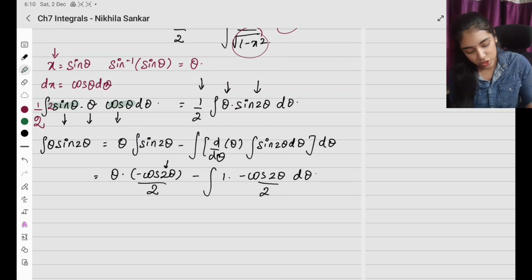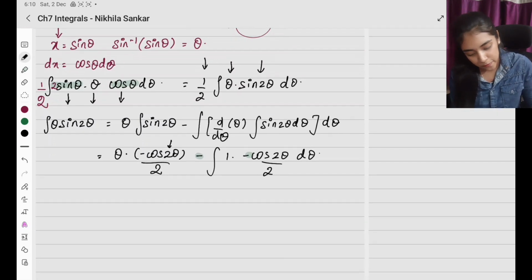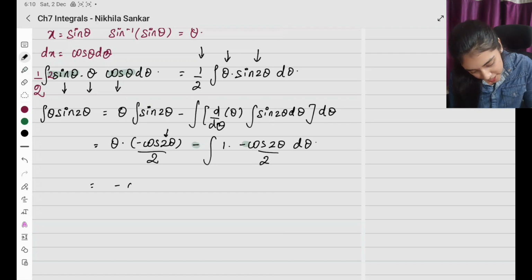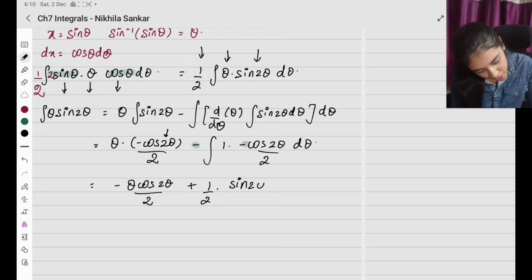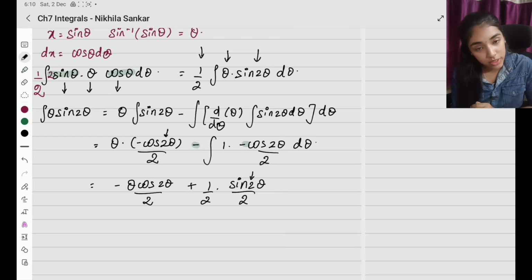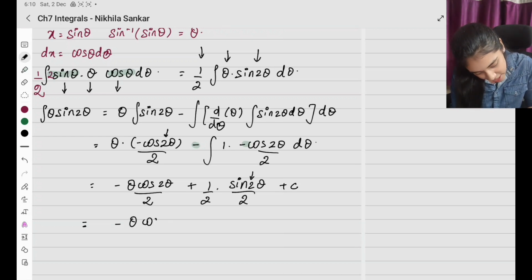Thinking a little lightly is enough. So this minus minus becomes plus, which is minus theta cos 2 theta divided by 2 plus 1 by 2 times the integral of cos 2 theta, which is going to be sin 2 theta divided by 2, again with the coefficient, plus c. So this is going to be minus theta cos 2 theta divided by 2 plus 1 by 4 sin 2 theta plus c.